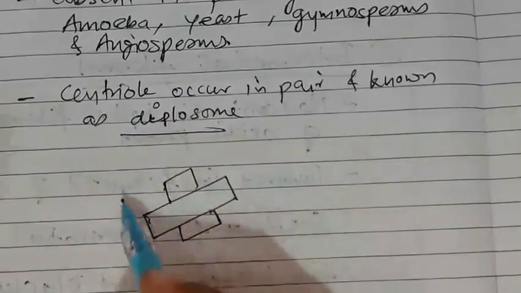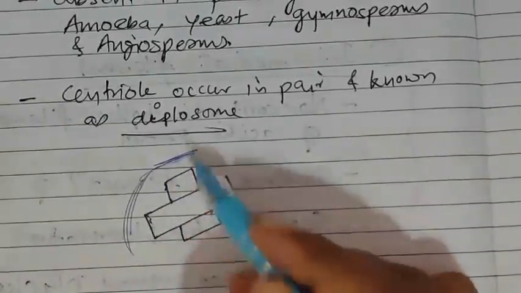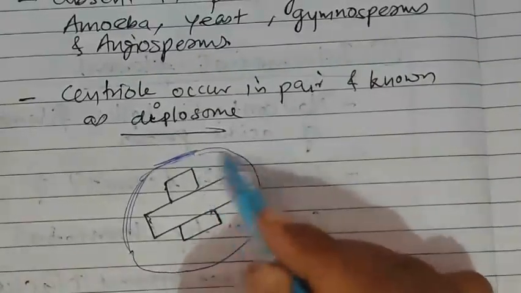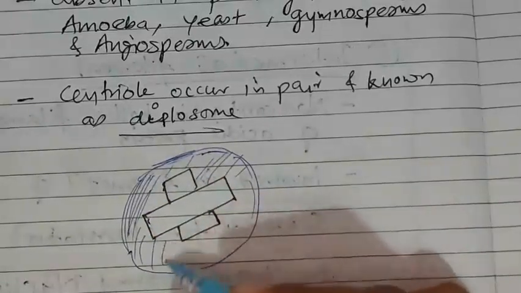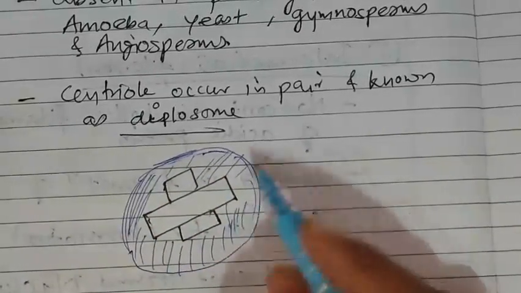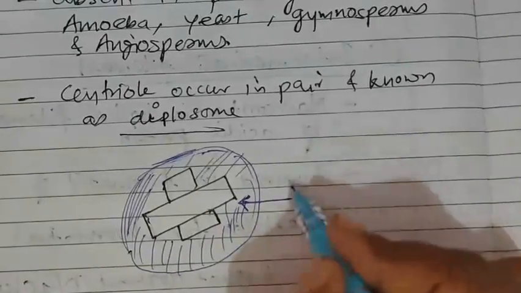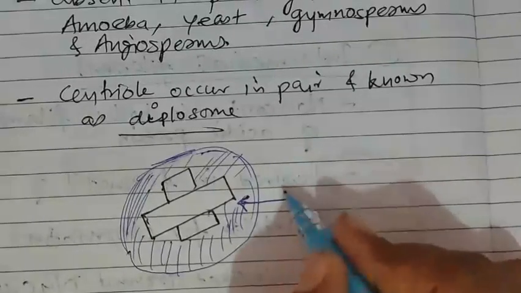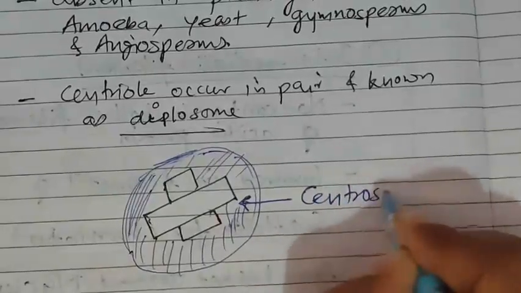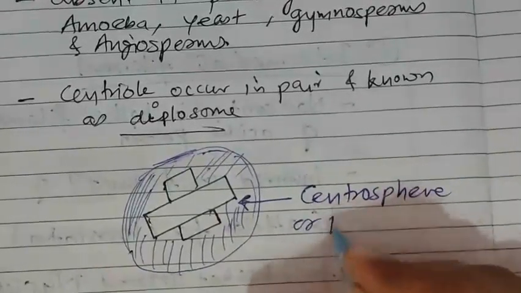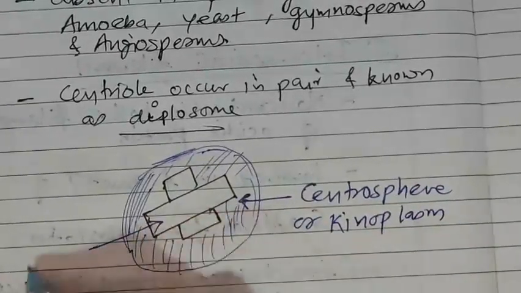Now these two centrioles are surrounded by a clear, fibrous cytoplasm. This clear, fibrous cytoplasm forms the centrosphere or kinoplasm. It is known as centrosphere or kinoplasm, and these are the centrioles.